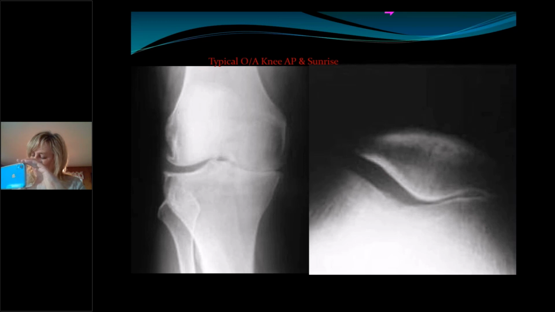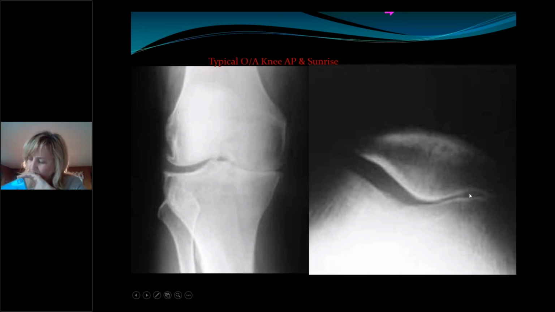So that's something to think about, make sure you get a weight-bearing AP view. The picture on the right is called a sunrise view. As we look at that, we're looking at the femur. Here we've got the femoral condyles here and here, and then you've got the patella. So you're shooting down the knee. You should see this symmetric spacing on each side.